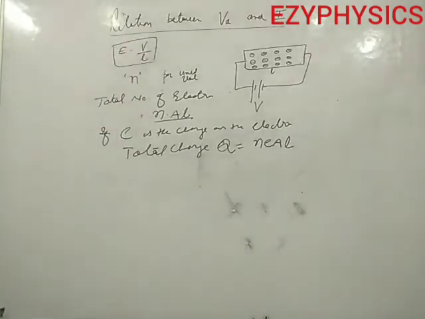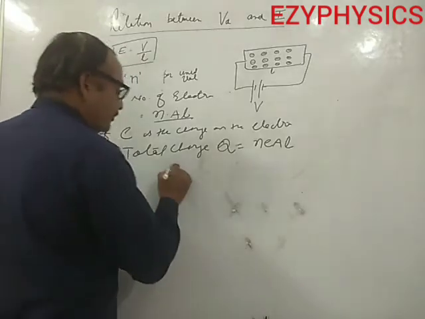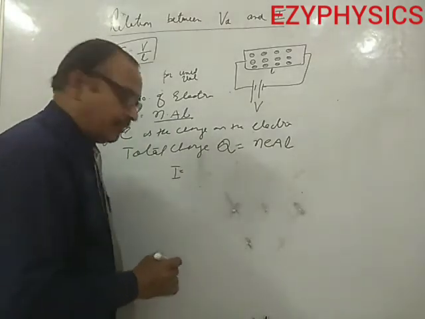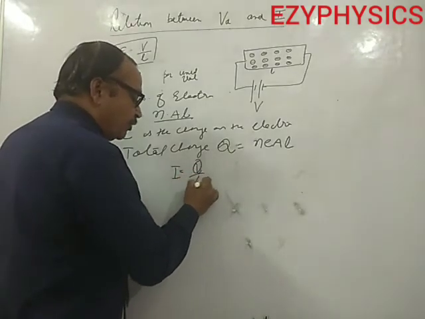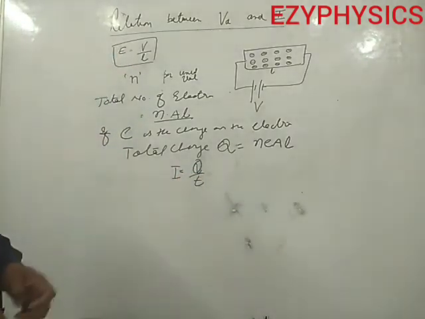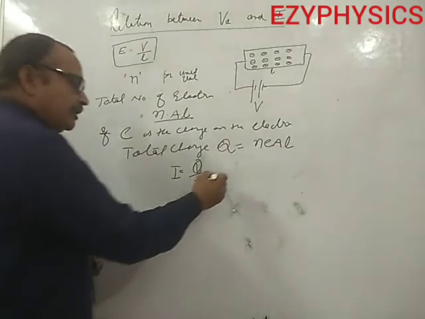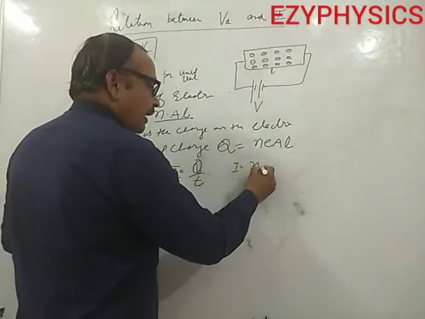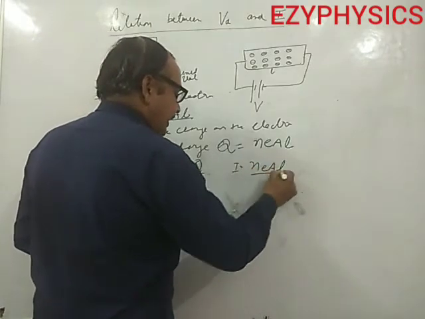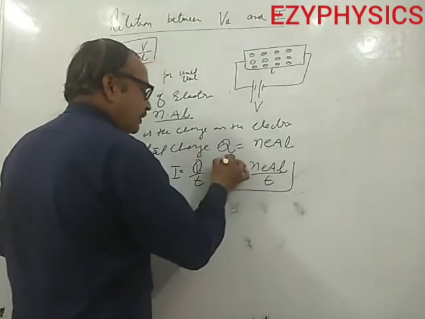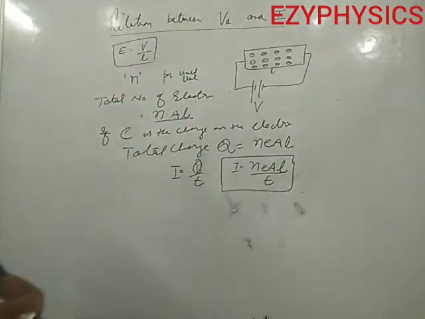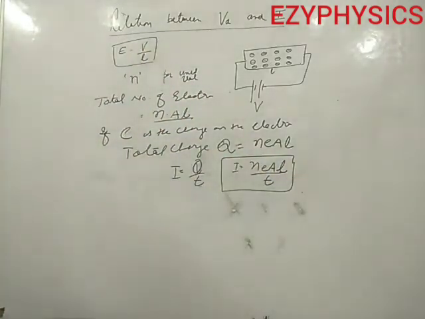Now we all know, according to the definition of current, what is current? Current is the charge per unit time. So I will be equal to N E A L over T, charge per unit time. This is the current flowing through the conductor when you apply a potential. Any doubt till here?